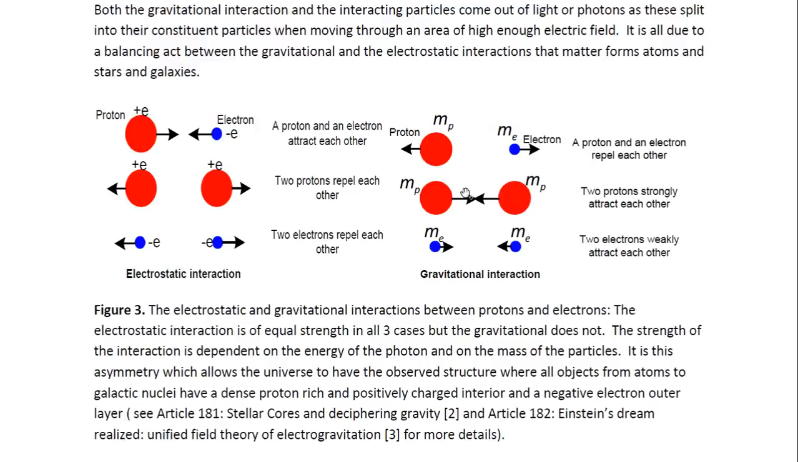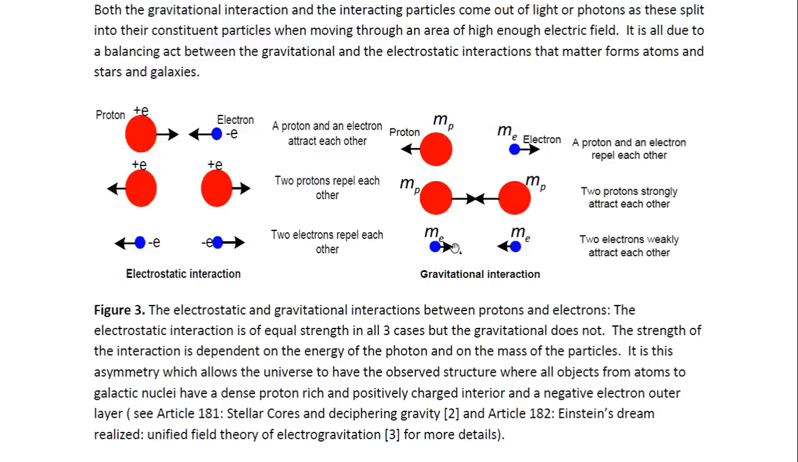Now, in the gravitational interaction, the proton is repelled by the electron. Two protons attract and two electrons attract. But the interaction between electrons is extremely weak, and the interaction between protons is extremely strong, especially if they're very close to each other. And the interaction between protons and electrons is in between these two, I suppose.